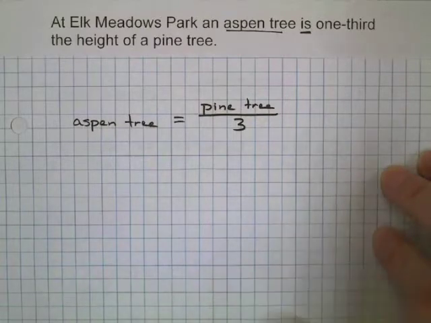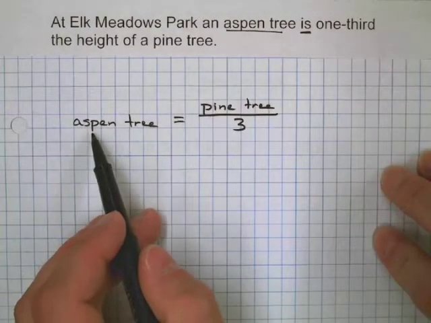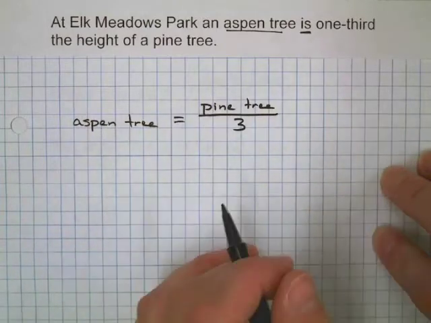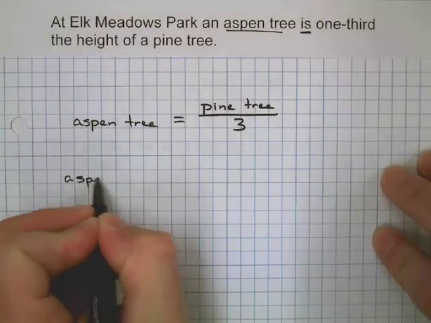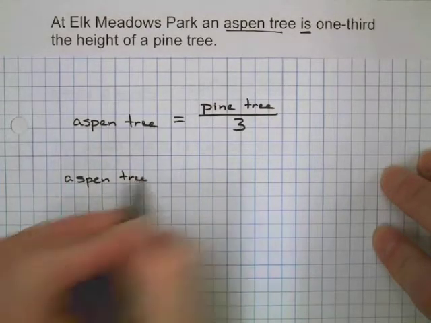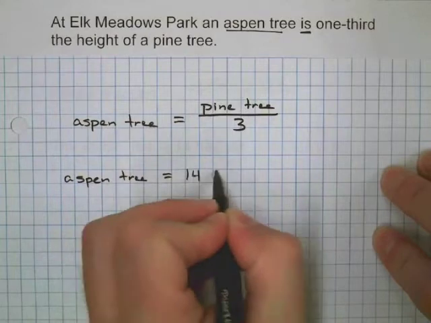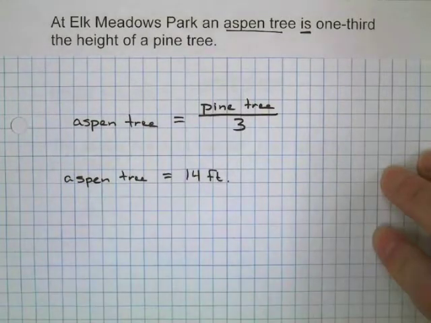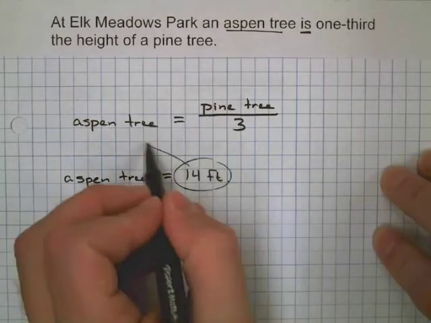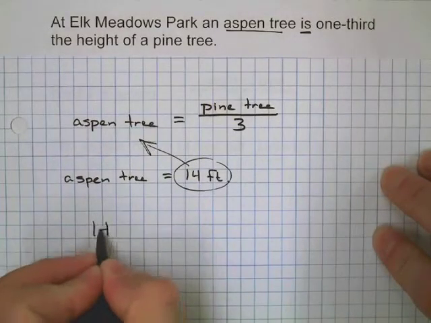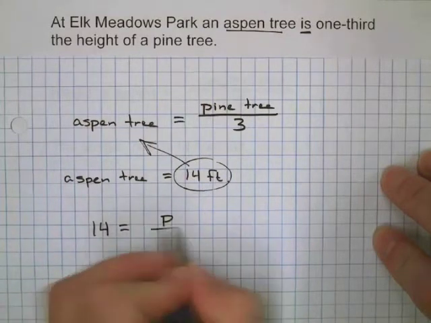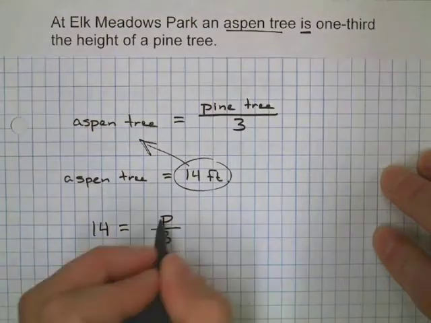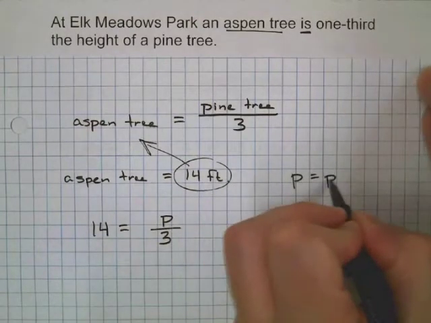So right now, we don't have enough information to solve for either the aspen or the pine. But let's say we gave a little bit more information. Let's say we do know the height of the aspen tree. Let's say we went out and measured it and it was 14 feet tall. Well, now we can find out what the pine tree is. So I'm going to take this number and put it in for the aspen tree. So now I have 14 equaling the pine tree, or I'm just going to say P, divided by 3. So P equals our pine tree.